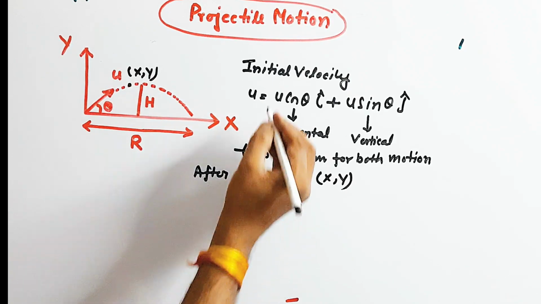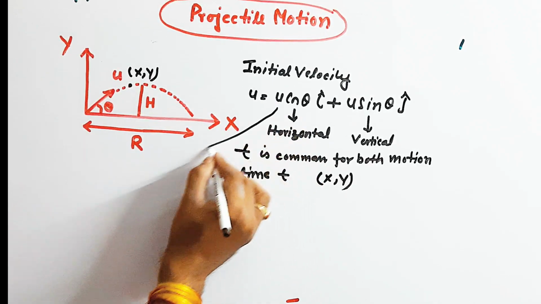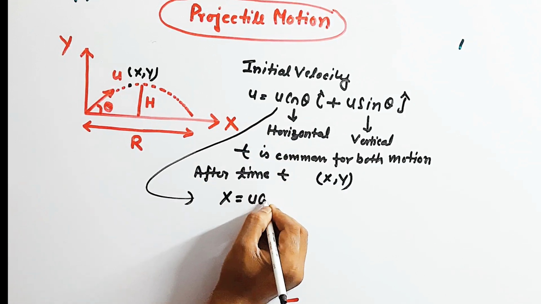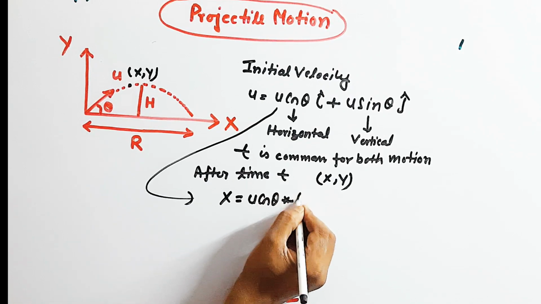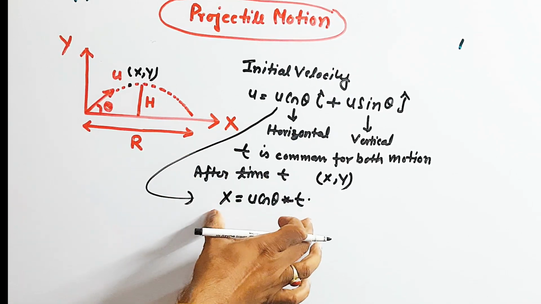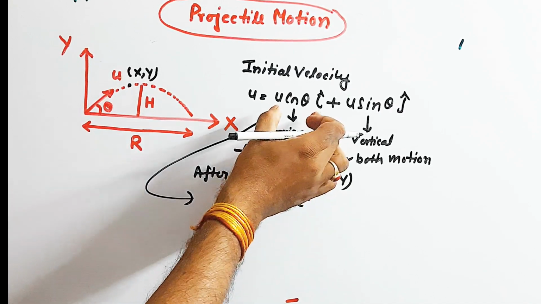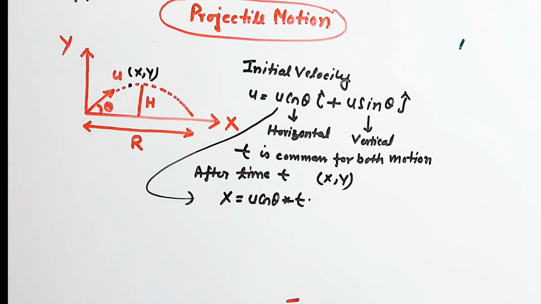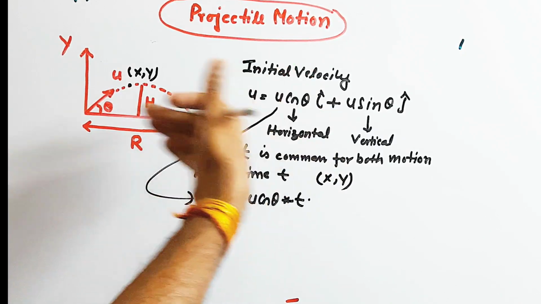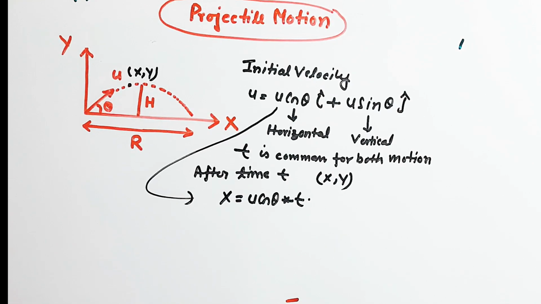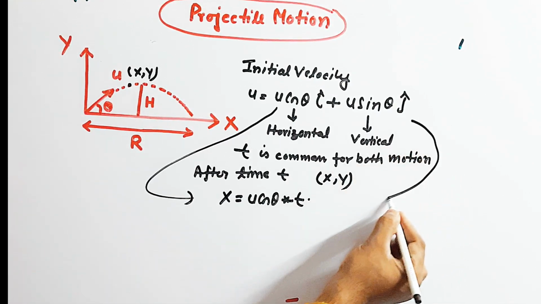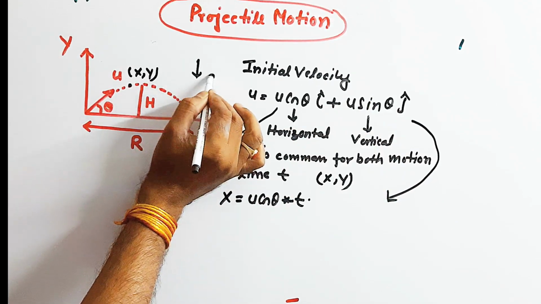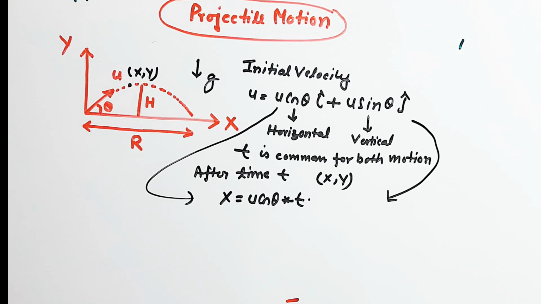Now, for horizontal, if you consider this horizontal part, x must be equal to u cos theta into t. Simple uniform motion equation I have used here, because this is a uniform motion in the horizontal direction. No acceleration is acting in the horizontal direction. But in case of vertical motion, it's a non-uniform motion. Acceleration due to gravity is always present in the system.